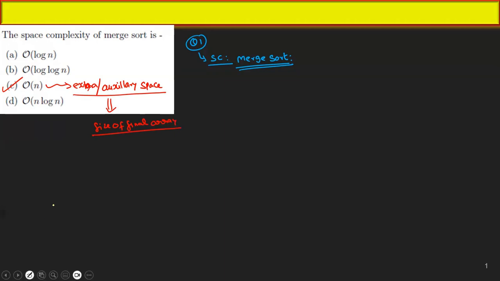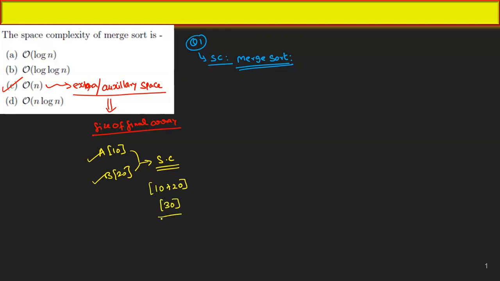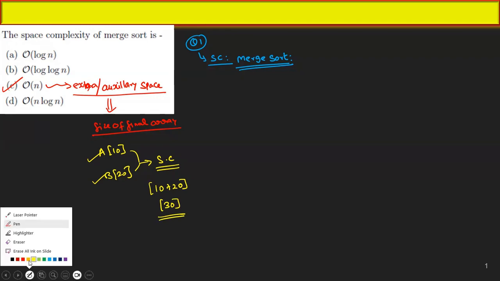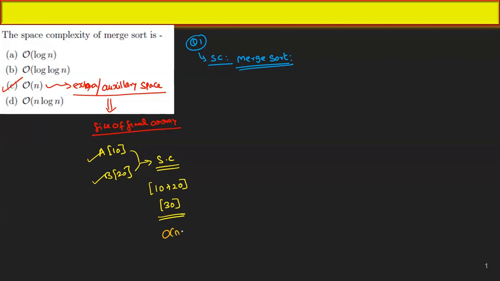If you are having an array, listen carefully. If you are having an array A of size 10 and B of size 20, what about the space requirement now? This contains 10 elements. This contains 20 elements. What about the space complexity required? It is nothing but 10 plus 20, because you are going to perform merge sort. So the space complexity is 30. That is the size of the array. That is nothing but order of n.